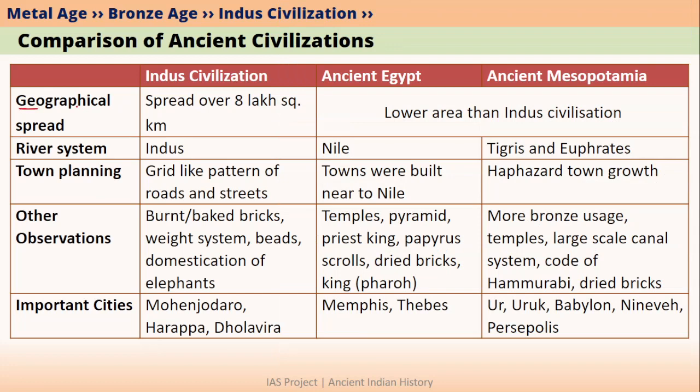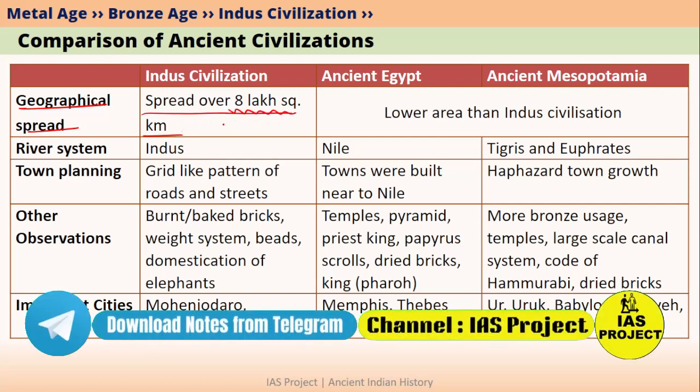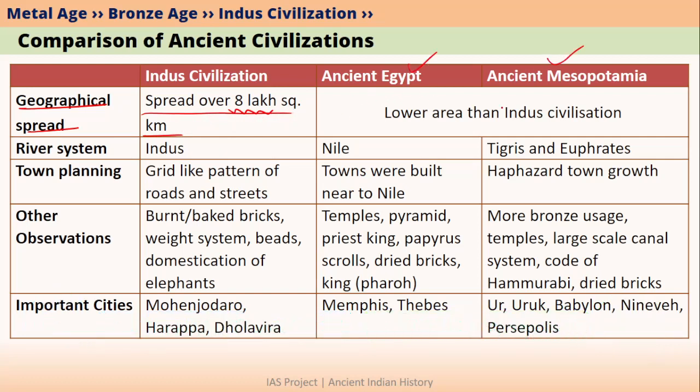If we talk about the geographical spread, then the Indus civilization was the largest of these three civilizations. Indus civilization occupied almost 8 lakh square kilometers of area. So comparatively, both ancient Egyptian civilization as well as ancient Mesopotamian civilization had lower area. So geographically, Indus civilization was the biggest of all these. If we talk about the river systems where these civilizations developed, then Indus civilization mainly developed along Indus River and its tributaries. Whereas ancient Egyptian civilization developed on Nile River and ancient Mesopotamian civilization developed around Tigris and Euphrates rivers.